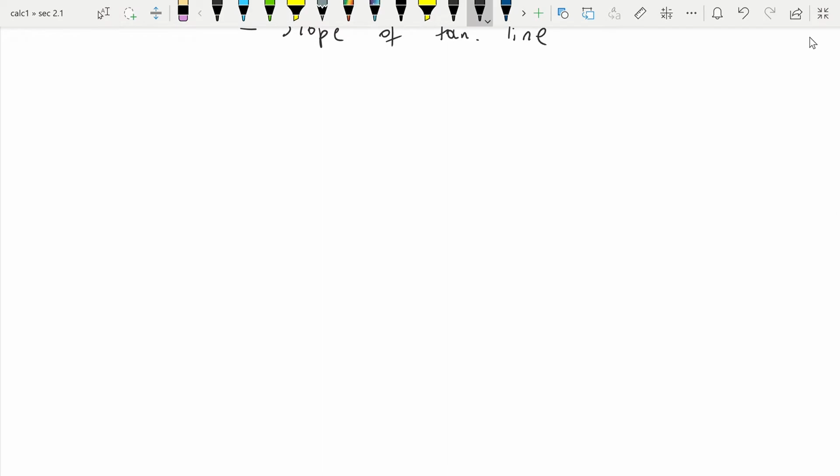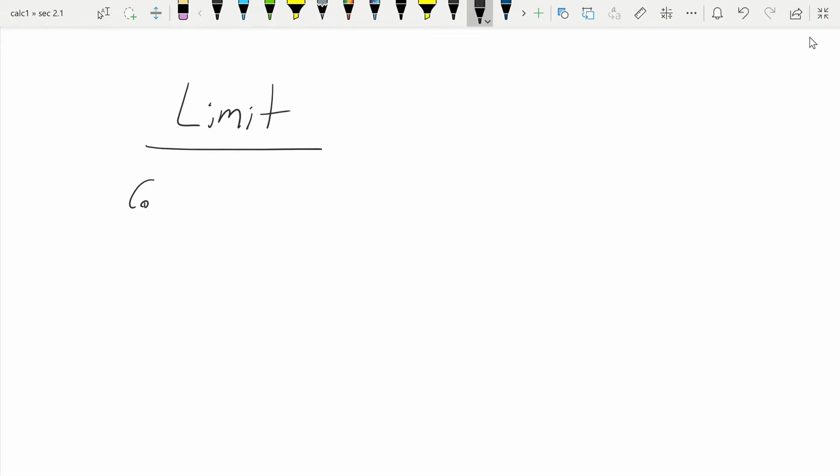Okay, so the main notion behind all of this is the notion of limit. So let's consider a function f defined over an interval ab.